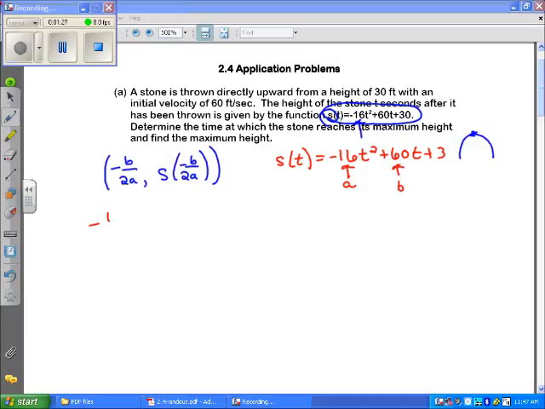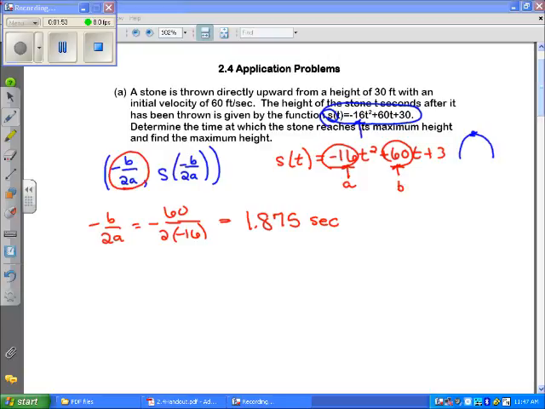Okay, so negative b over 2a is going to be negative 60 over 2 times negative 16. Okay, if you were to simplify that, that becomes 1.875. Okay, so it reaches its maximum height in 1.875 seconds. So that tells us the x-coordinate of the vertex.